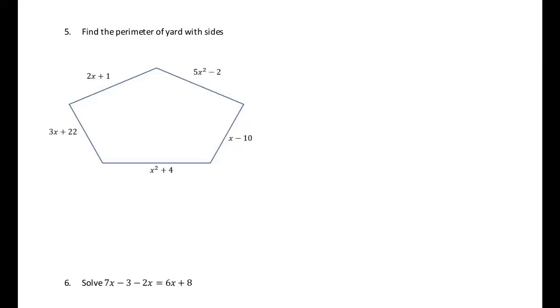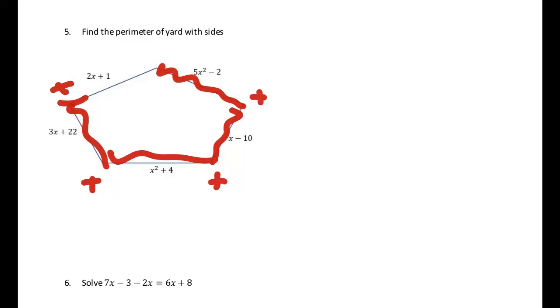How do I find perimeter? What is perimeter? If I make you walk the perimeter of this room, what would you be walking? All around the outside edges, right? So if I'm looking for perimeter here, I want the total length of all these sides added together, okay? So I want this side plus this side plus this side plus this side plus this side.